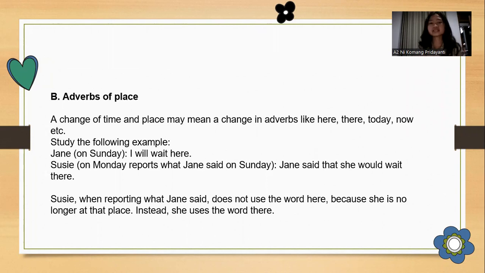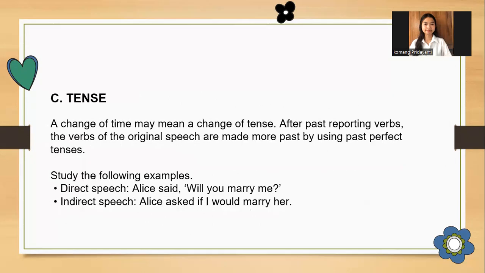And then the next is adverb of place. A change of time and place may mean a change in adverbs like here, there, today, now, and so on. The example is Jen on Sunday: I will wait here. Susie on Monday reports what Jen said on Sunday. Jen said that she would wait there. Susie, when reporting what Jen said, does not use the word here because she is no longer at the place. Instead, she used the word there.